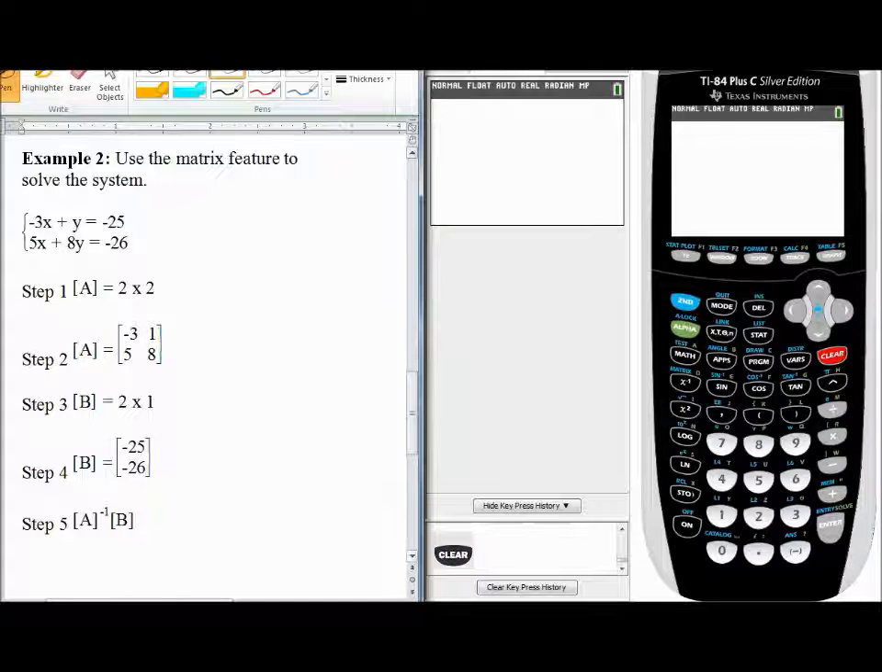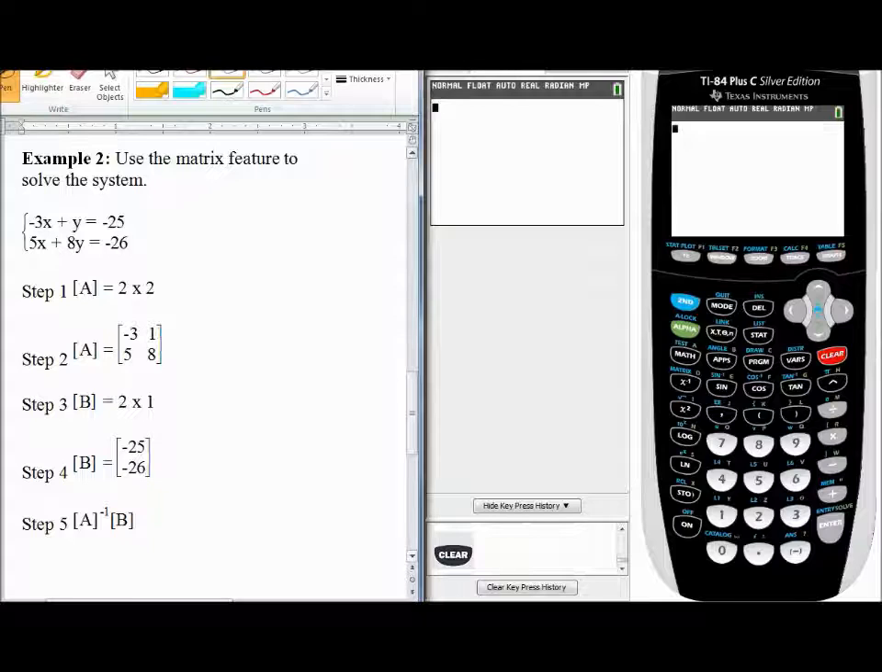It does seem a little bit longer, but it's fairly simple. And I actually like this better because if my answer is a fraction, doesn't matter. I don't have to change anything. It still shows up. If I'm working word problems, once I get my equations set up, if they're in standard form, good. I don't have to change anything. Okay. So the first one that we're going to solve together is negative 3x plus y equals negative 25, and 5x plus 8y equals negative 26.